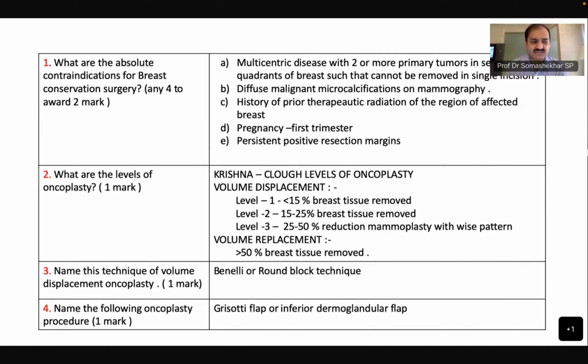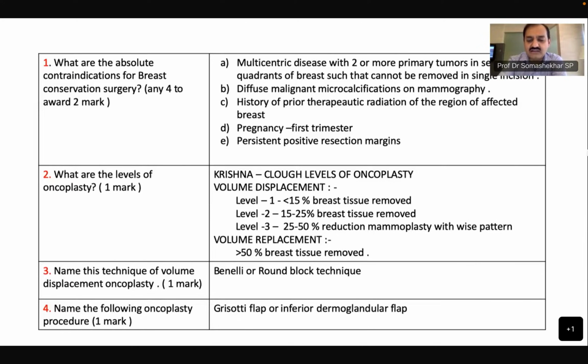Pregnancy in the first trimester. You can do breast conservation, but you cannot give radiation later because for 9 months the woman is without radiation, which is difficult. You can give chemo and then come back and do breast conservation in the last trimester, then give radiation after the delivery. Then persistent positive margin. You do a margin revision, frozen, it is positive. Second time you revise, it is positive. Or you have done a cavity shave and it comes positive, then you go back and revise and the second report comes positive. So these are the absolute contraindications in the exam, you can say.